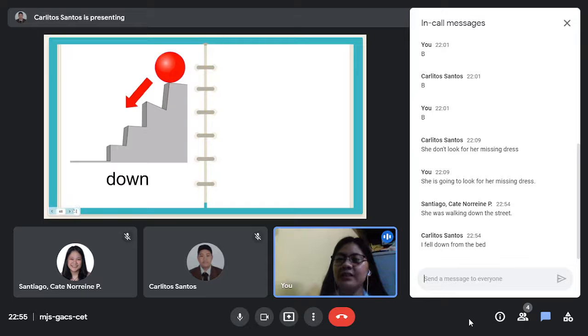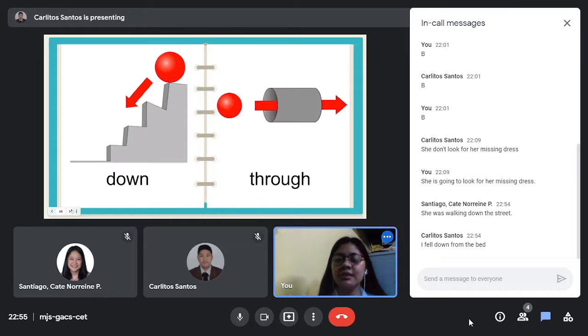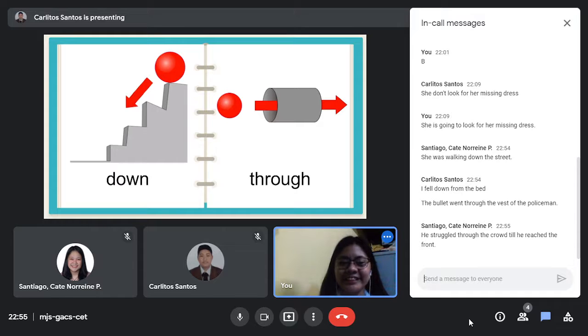Then let's also have the next preposition, which is through. Can you create or compose your own sentence using the word through? Okay, someone already answered through the chat box. Let me read. The bullet went through the vest of the policeman. He struggled through the crowd till he reached the front. That is also correct. I can see that everyone really understands our lesson for today.